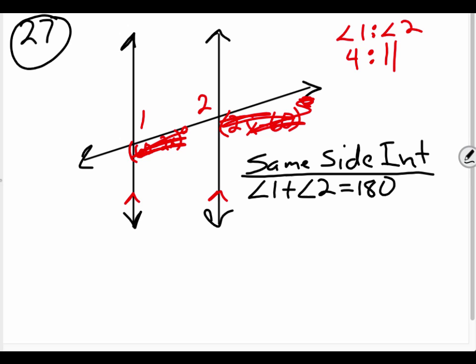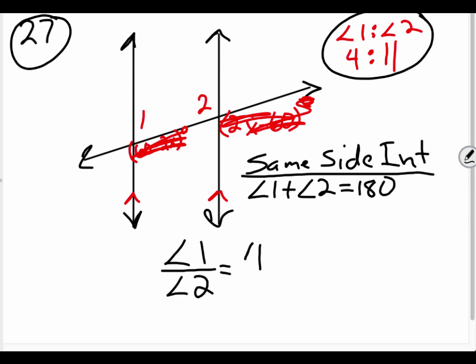So I think we've got to use this somehow. What we need to remember is that angle 1 over angle 2 is equal to 4 over 11. It's a 4 to 11 ratio. Does that make sense to you guys? All right, so now how do I solve this? Well, I could multiply both sides by angle 2, and I would get angle 1 is equal to 4 times angle 2 divided by 11.